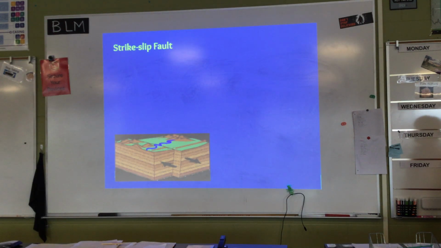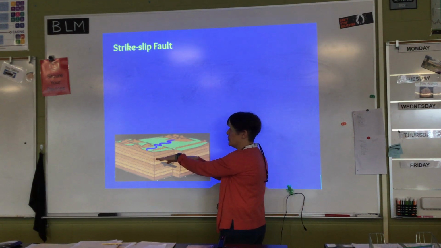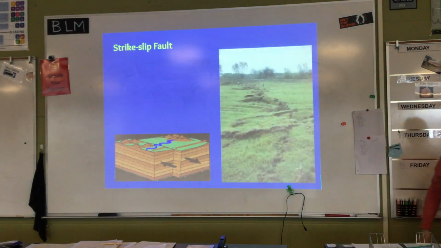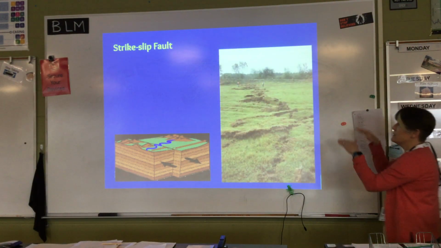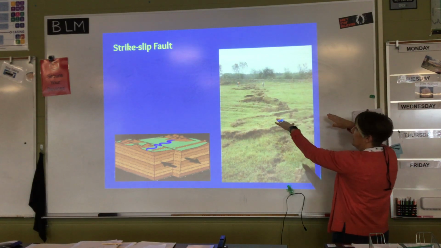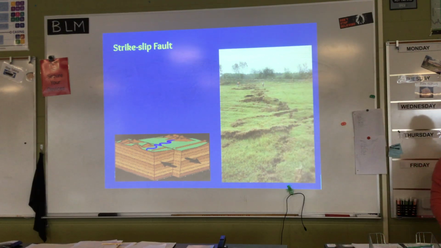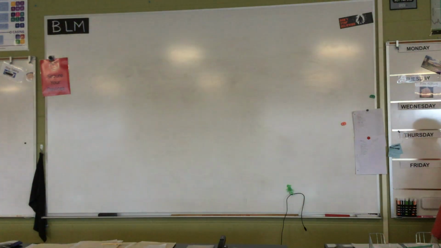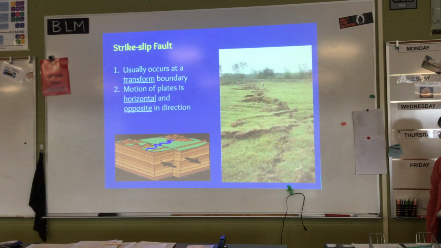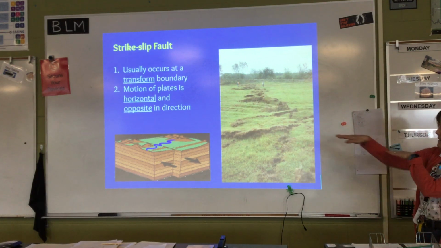Strike slip faults, and you can see here that all of the movement is just what's called horizontal. There's no vertical uplift of the land. It's all horizontal. So here's a picture in situ. This is actually a strike slip fault in situation, in the location. And the land just kind of moves, but there's no uplift of motion. Look at how that land just got ripped. This usually occurs at a transform boundary. And the motion of the plates, as I said, is horizontal and opposite in direction.